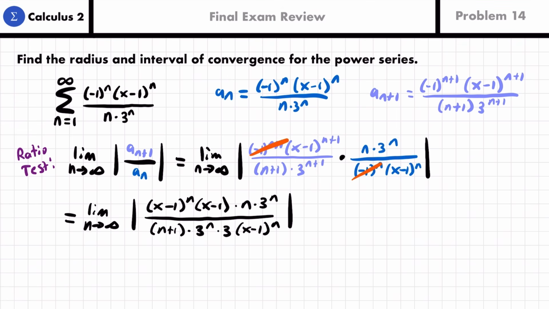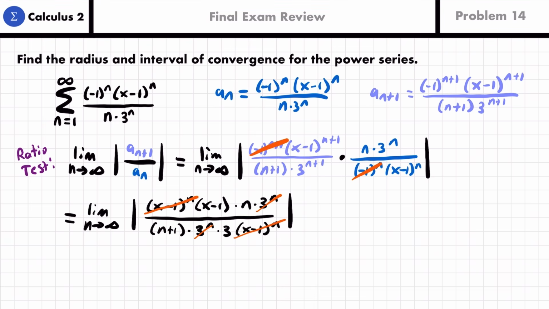And by doing that, we can now see that there are some more pieces that we can cancel out. We have a 3 to the power of n in the numerator and denominator, so they cancel out. Anything divided by itself is 1. And we have x minus 1 to the power of n in the numerator and denominator as well. So those cancel out too, just leaving us with x minus 1 times n in the numerator and n plus 1 times 3 in the denominator.